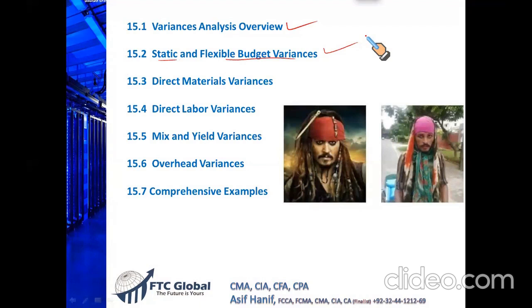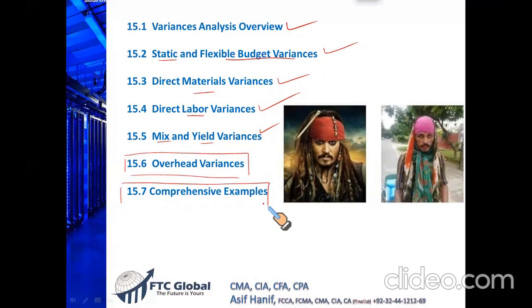Then we will discuss the direct material variances, material price variance, material usage variance. Then we will discuss the direct labor variances. Then this material and labor can be split into mix and yield. We will discuss these. And then this is the most difficult topic in variance analysis, overhead variances. They are the hardest. And finally, we will do a comprehensive example that covers all the above variances, so as to give you the final touch of the variances.